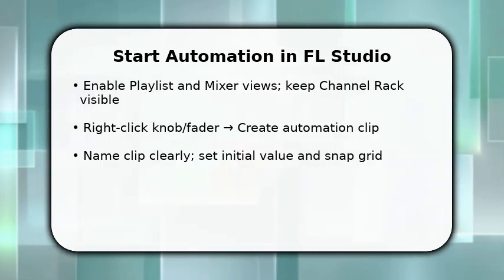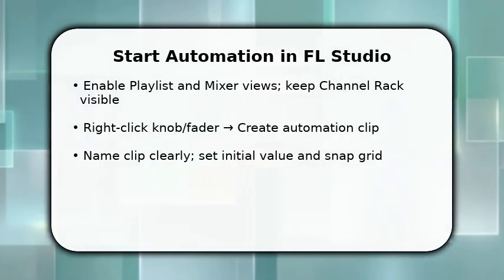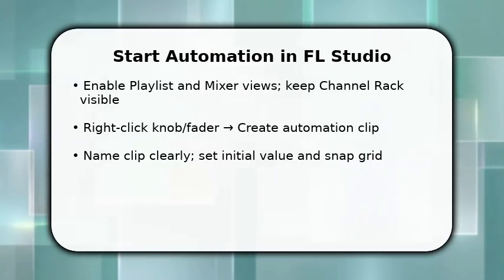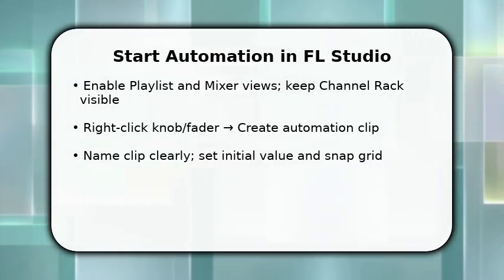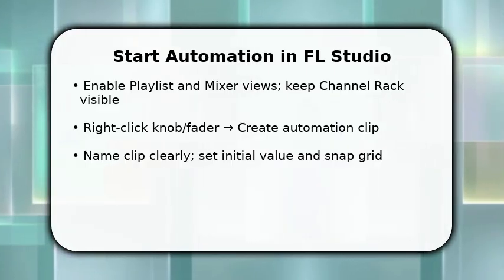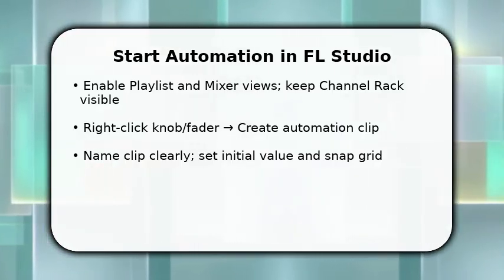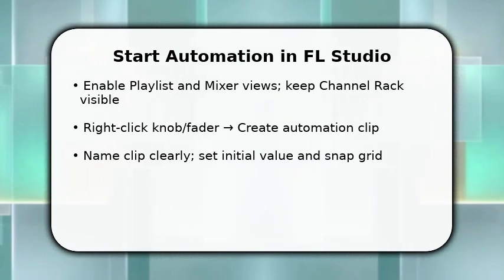Once created, name the clip and set its initial value so you know the baseline. Make sure the snap grid matches the musical division you need. While you're doing this, keep the mixer or channel rack visible to confirm the parameter changes as you draw automation.